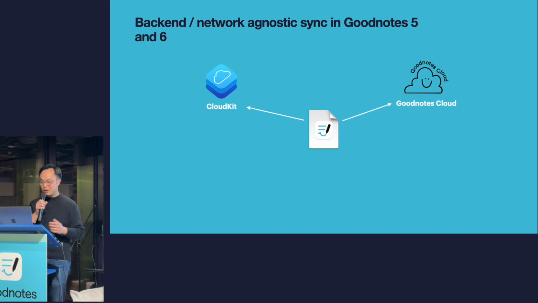Even though CloudKit provides data sharing APIs, we don't want collaboration to be locked in to one single platform, where a user must have an Apple ID to collaborate. So when a notebook is shared, an extra copy is synchronized with our own Goodnotes Cloud, allowing users from other platforms to access and collaborate.